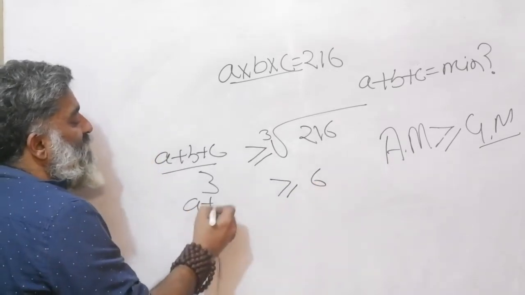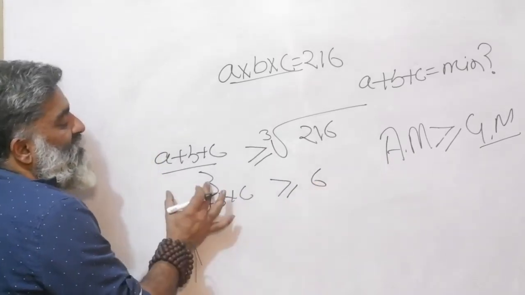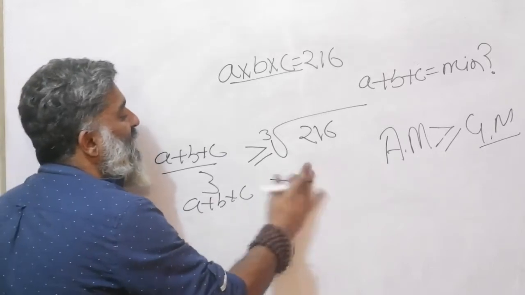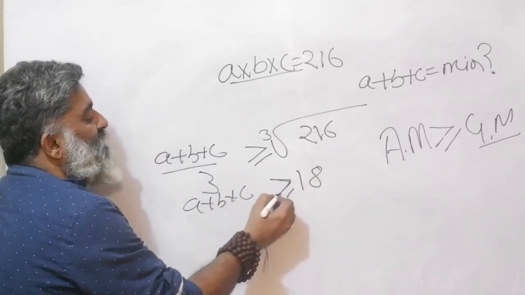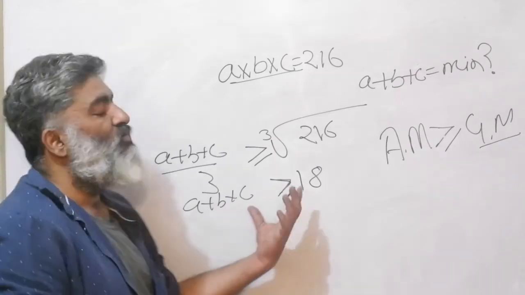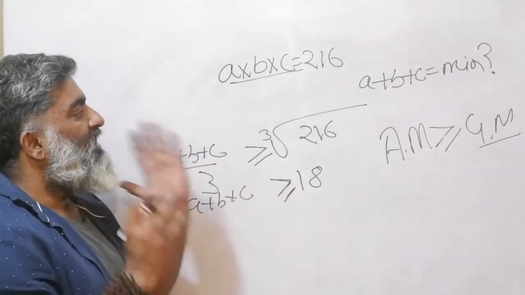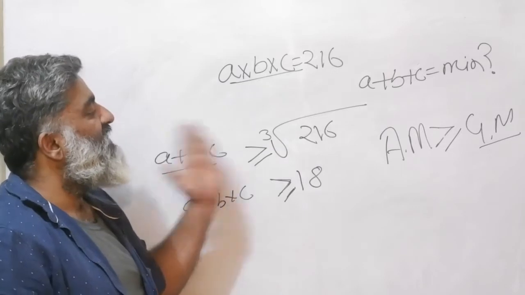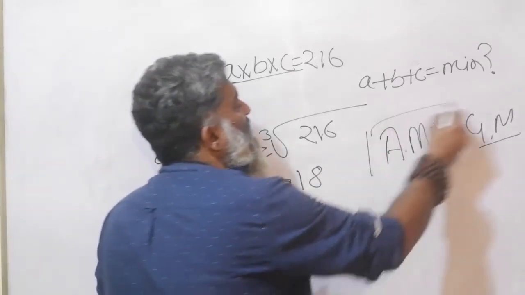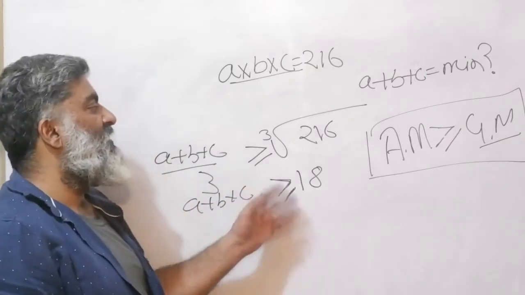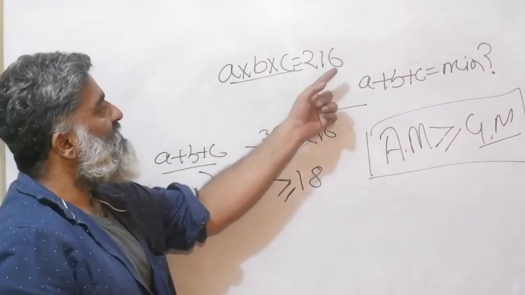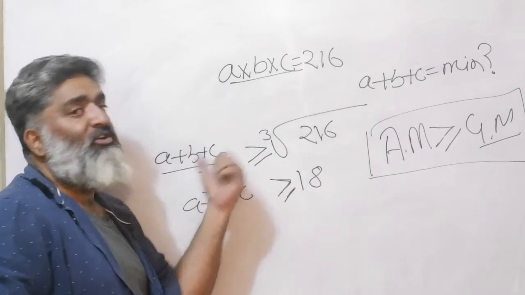And that means A plus B plus C, I had a 3 here, multiply it to the other side, it will become 18. So A plus B plus C has to be greater than or equal to 18. Again, I hope you notice that only the direction is changing, the idea is exactly the same, the process is also almost identical. Only the constant is on the left side or on the right side.